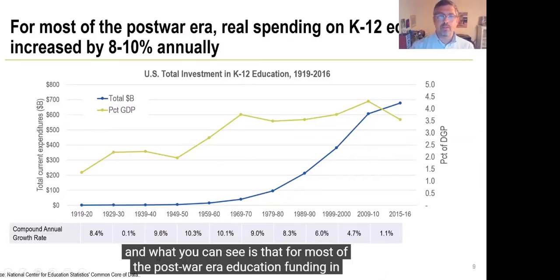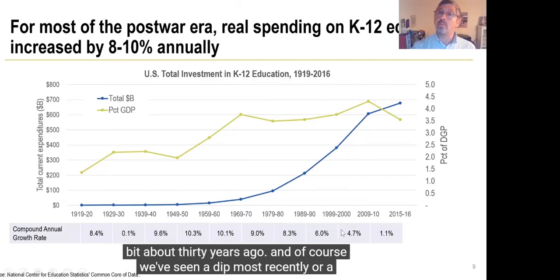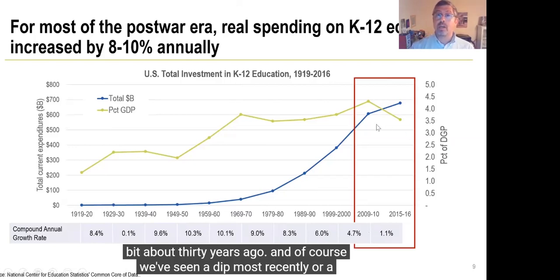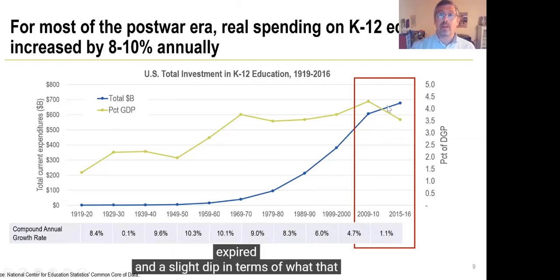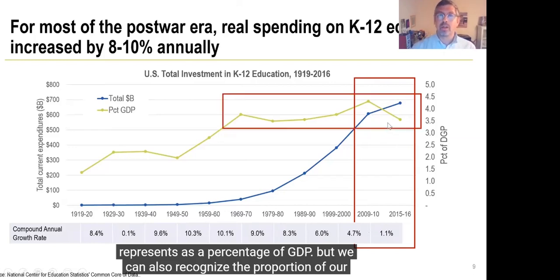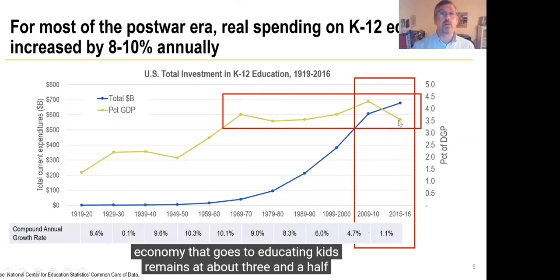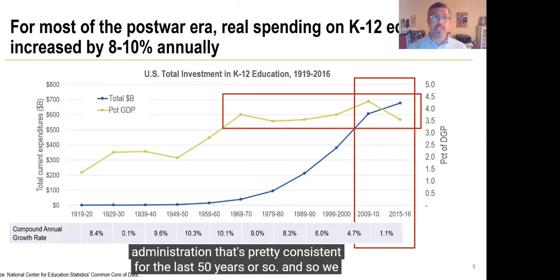And what you can see is that for most of the post-war era, education funding in the United States grew at 8 to 10% a year. That started to slow a bit about 30 years ago. And of course, we've seen a dip most recently, or a slowdown in growth, I should say, over the last several years when Race to the Top expired. And a slight dip in terms of what that represents as a percentage of GDP. But we can also recognize the proportion of our economy that goes to educating kids remains at about 3.5%. And with the exception of the Race to the Top period in the Obama administration, that's been pretty consistent for the last 50 years or so.